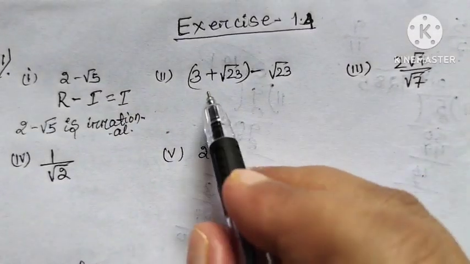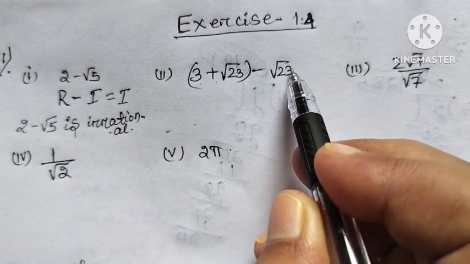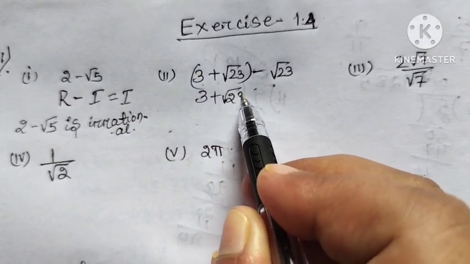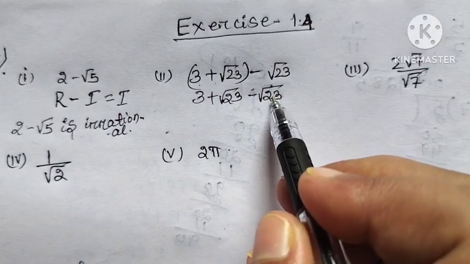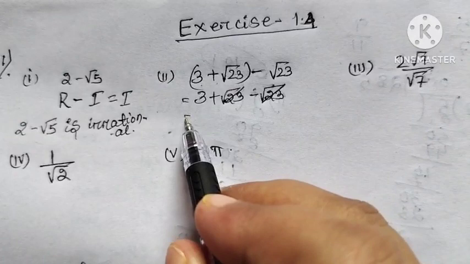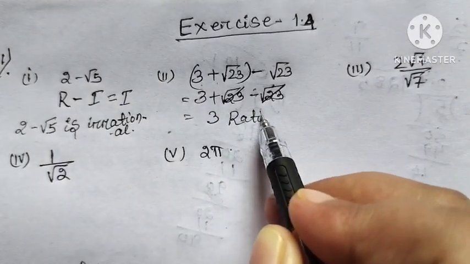Then same thing, 3 plus root 23 minus root 23. Sorry, it is root 23. Then root 23 plus and minus cancel. Then the answer is 3. 3 is your which number? Rational number.